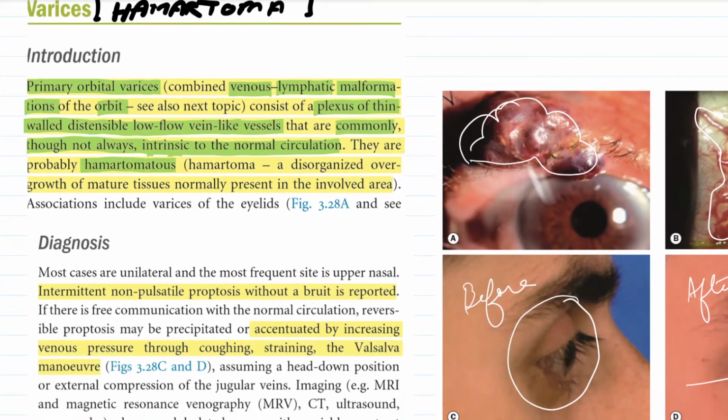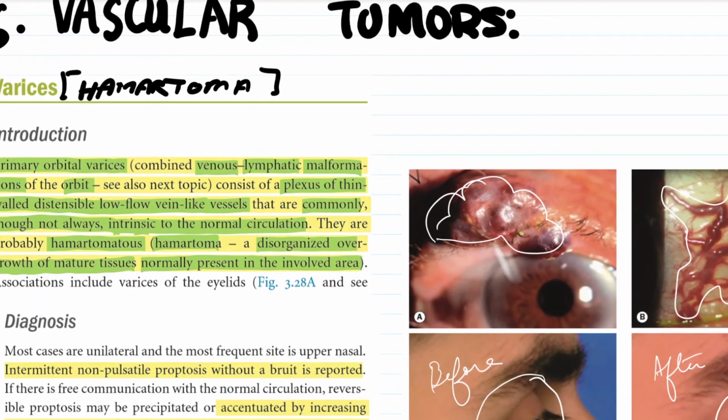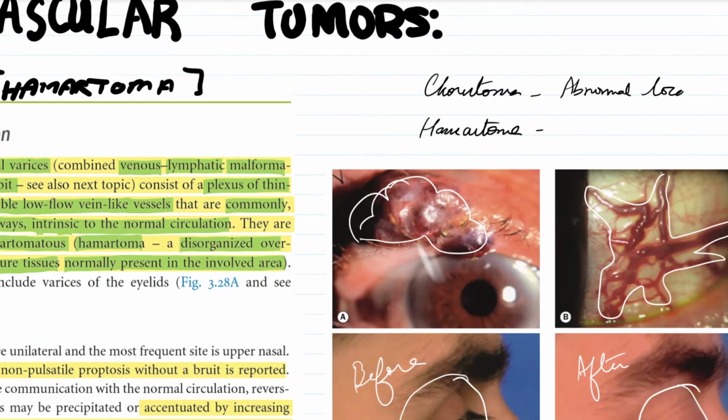They are probably hamartomatous. Hamartomas are a disorganized overgrowth of mature tissues that are normally present in the involved area. So the difference between a choristoma and a hamartoma would be that choristomas are normal tissues in abnormal locations, whereas hamartomas are abnormal overgrowths of tissue in normal locations.